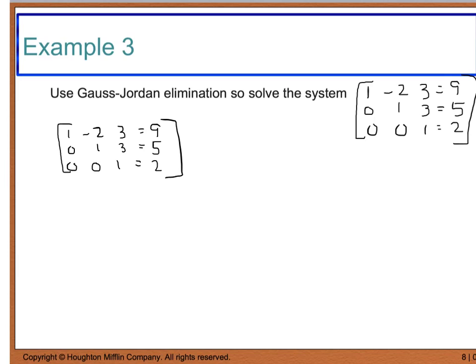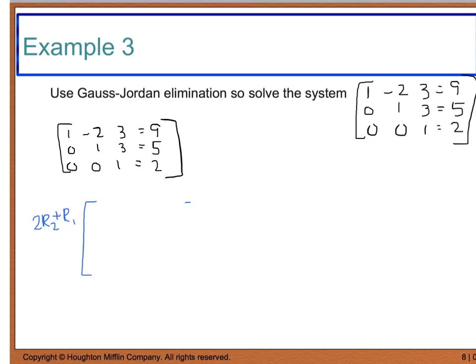So if I multiply row 2 by a +2, then that's going to cancel out this -2 here when I add it to row 1. So again, I'm going to make note of what I did. I'm going to go 2r2 plus r1, and I'm going to make that my first row.